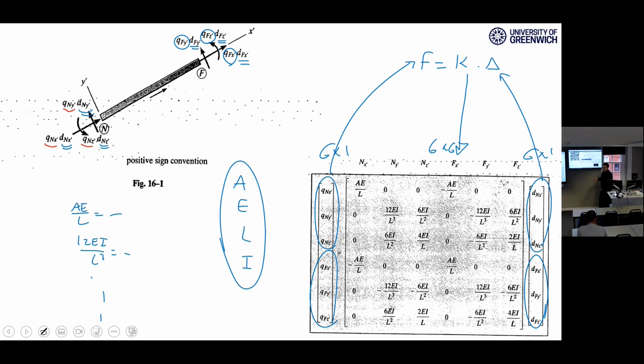However, this is in the local coordination system, not the global coordination system. It means that if I have some frame structure like this, for example, we have two columns, one beam.